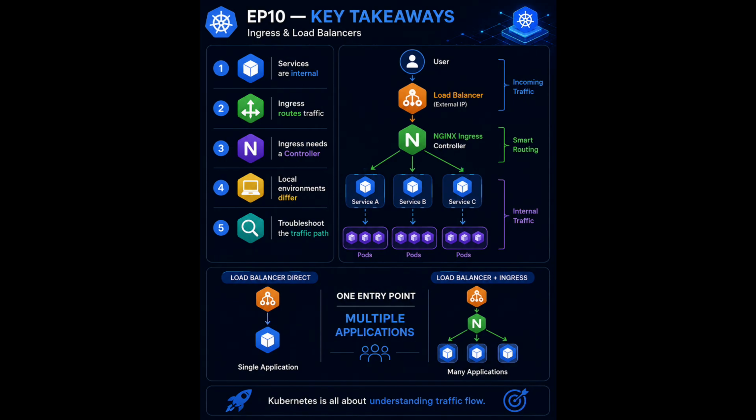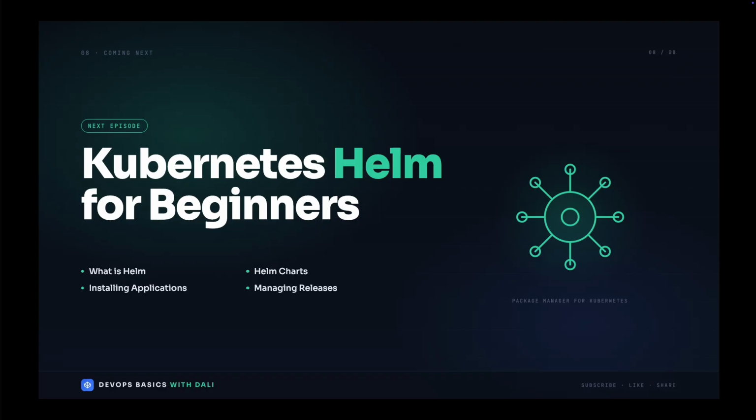But if you've been following this series closely, you may have noticed something. Every episode adds more YAML files: deployments, services, config maps, secrets, volumes, Ingress resources. As applications grow, managing all of these files manually becomes increasingly difficult. In the next episode, we'll solve that problem with Helm.